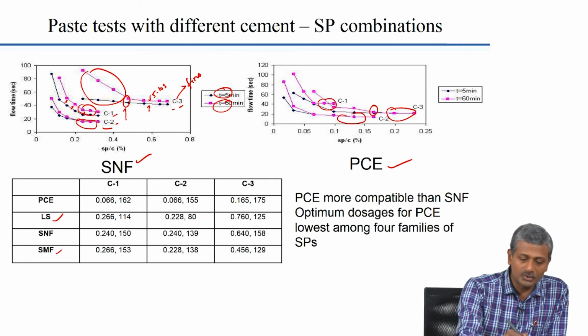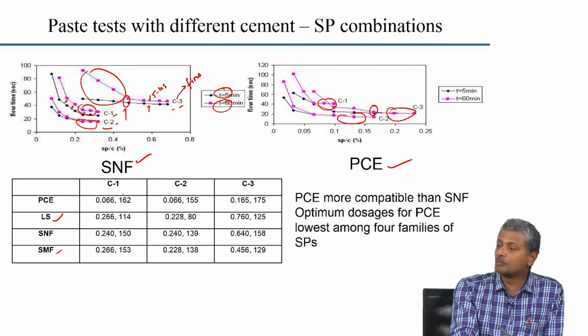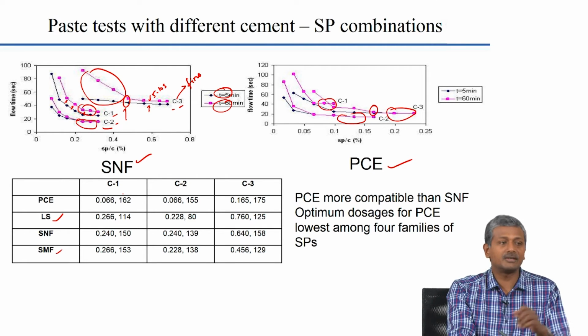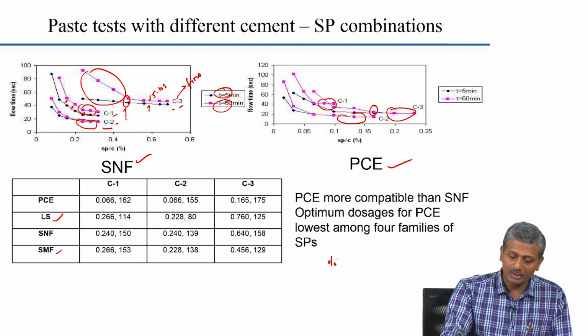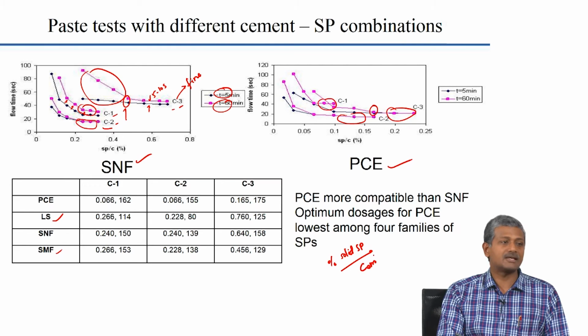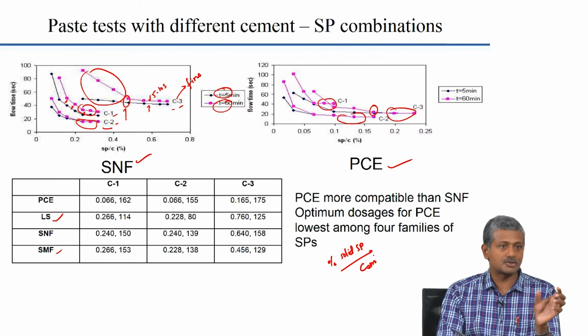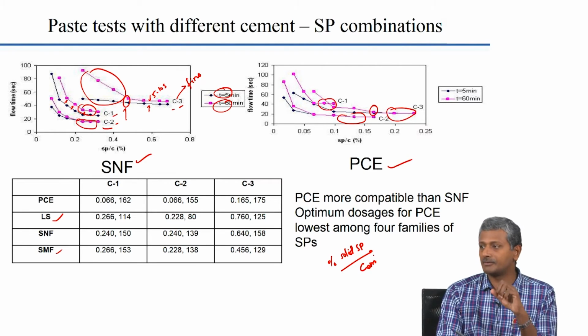Again, what you see here in this table are the optimum dosages presented for the superplasticizer. The dosages here are presented in terms of percentage solids of SP as a fraction of the weight of the cement in the mix. Percentage solids in the SP expressed as a function of the weight of cement in the mix.